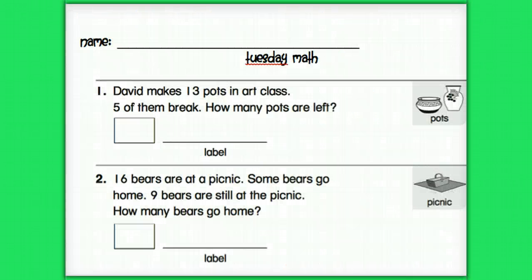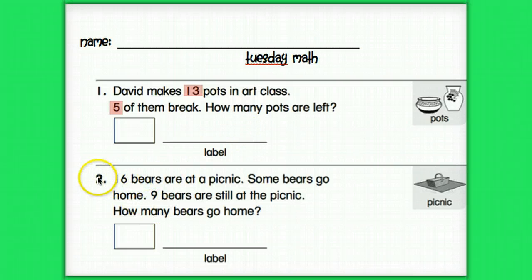Here's your homework for tonight. It says Tuesday math. David makes 13 pots in art class. 5 of them break. Uh-oh. How many pots are left? I want you to remember the important parts. Find your numbers. There's 13 and there's 5. Draw me a math mountain over here, and then I need an answer and a label.